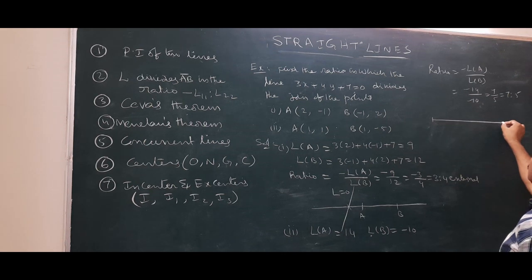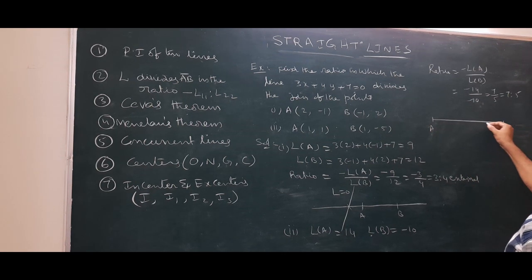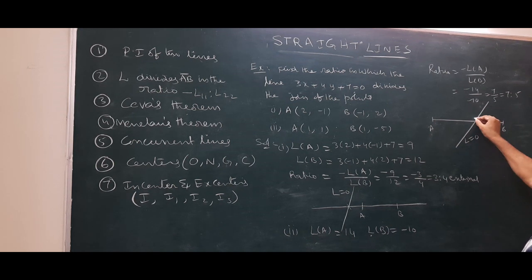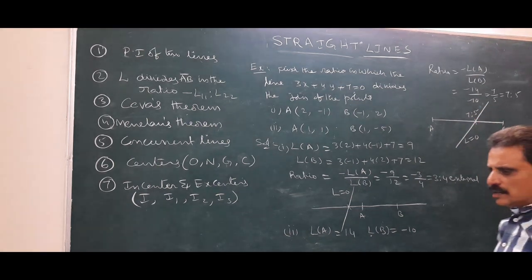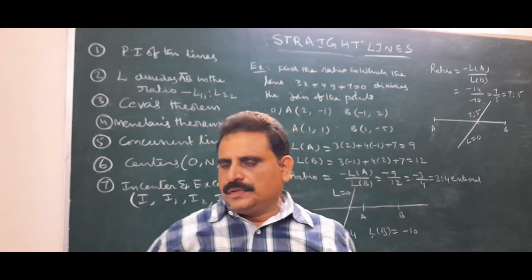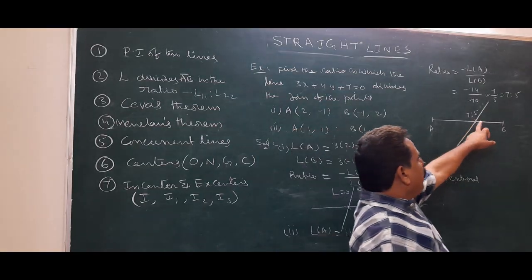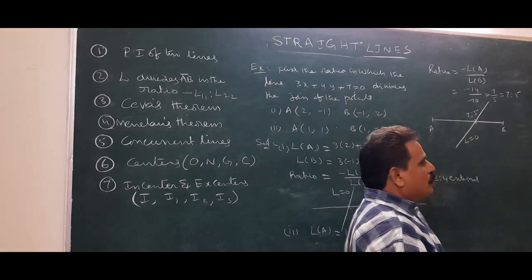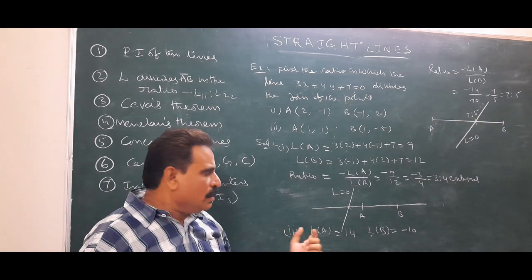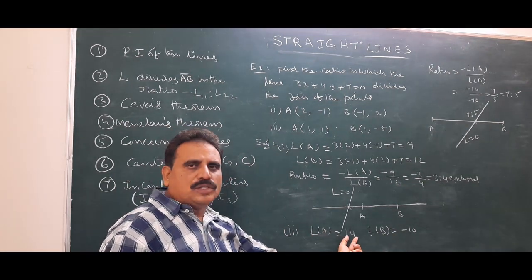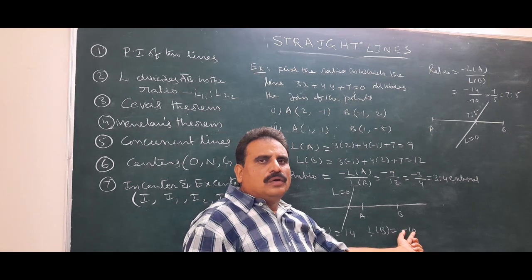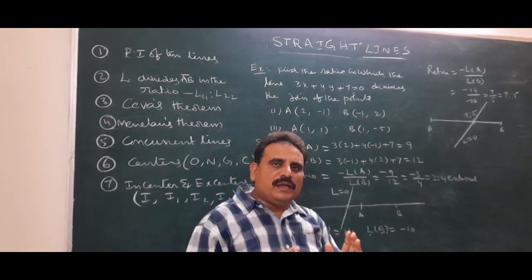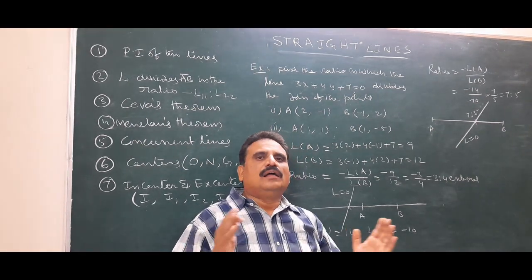The position of the line is like this. A, it is B. 7 parts towards A and 5 parts towards B. This is 7 is to 5. Look here. That ratio is positive. That indicates that the line cuts the segment AB internally between A and B. Ratio is positive. You have to observe here L of A is 14 positive and L of B is negative. Both have opposite signs. That's why the points A and B are on opposite sides of the line.